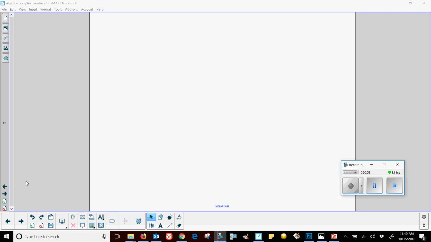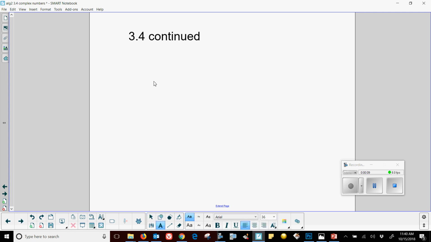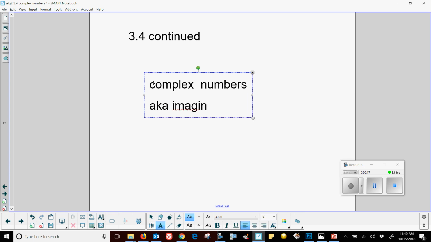Complex numbers, day 2. This is, again, complex numbers, AKA imaginary.